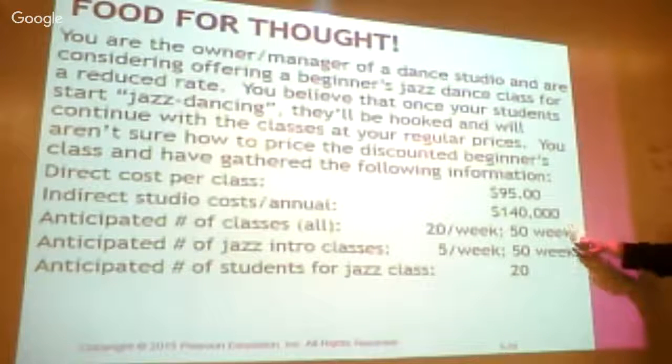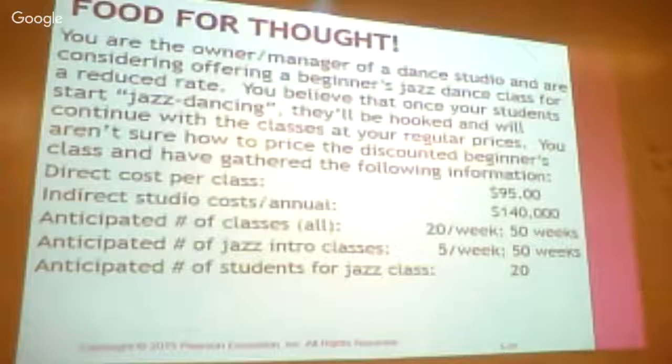And so I have to get total classes, which was 20 per week, 50 weeks. That's 1,000 classes. So 140 divided by 1,000 means it's going to be $140 per class, plus the 95 of direct costs. And so my indirect costs and my direct costs are going to be at least $235 per unit. So you're saying that you should at least charge $235 for the class, and that was just to break even, and that's the regular price.